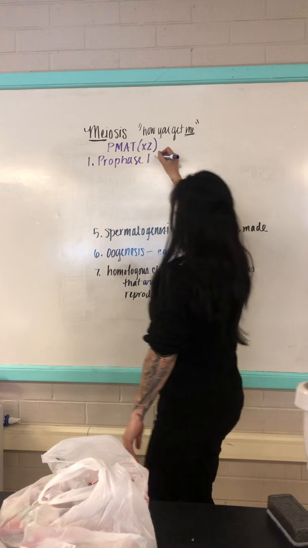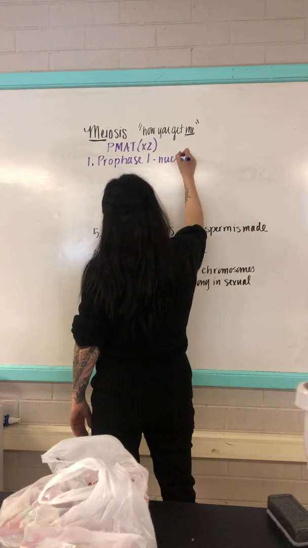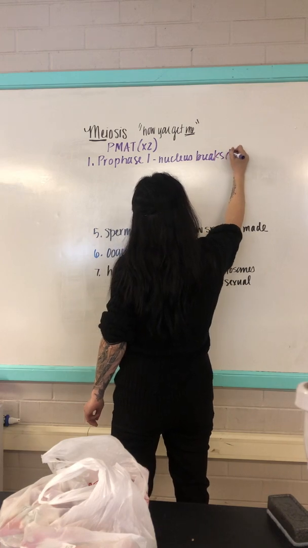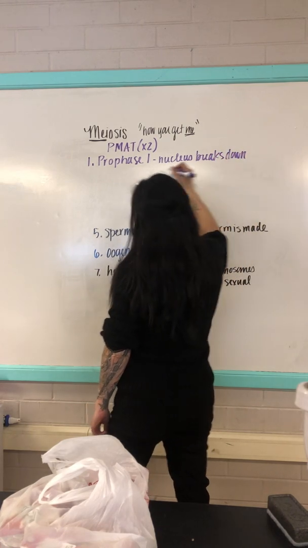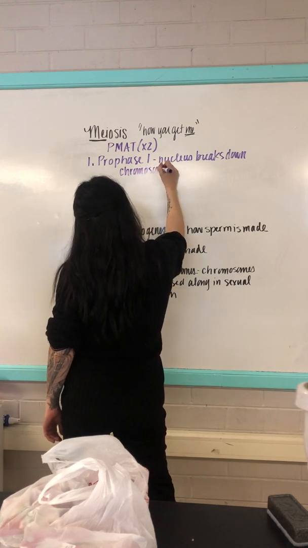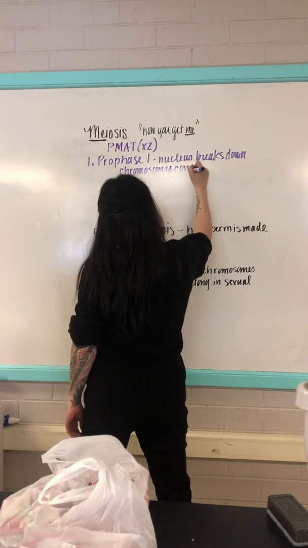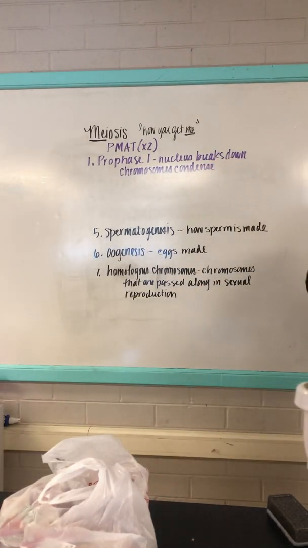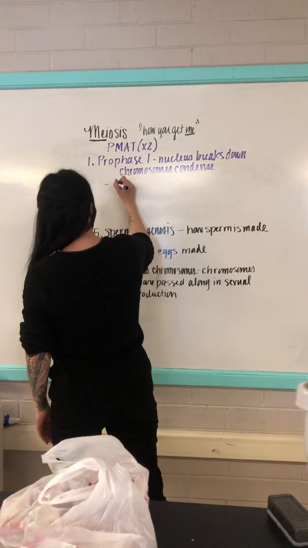This is where the nucleus breaks down and the chromosomes condense. This is also where something called crossover happens.